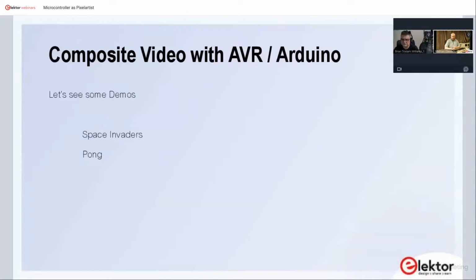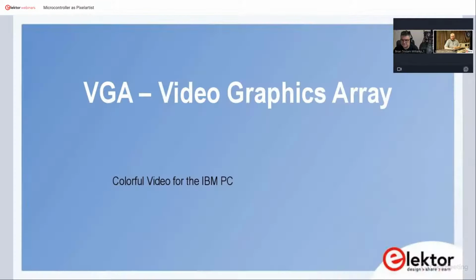And yeah, after that, the next thing for graphics, besides composite video, which was still limited, moving on, getting the right slide. The next innovation was VGA, so colorful video for the IBM PC. And that has lasted for a few decades.